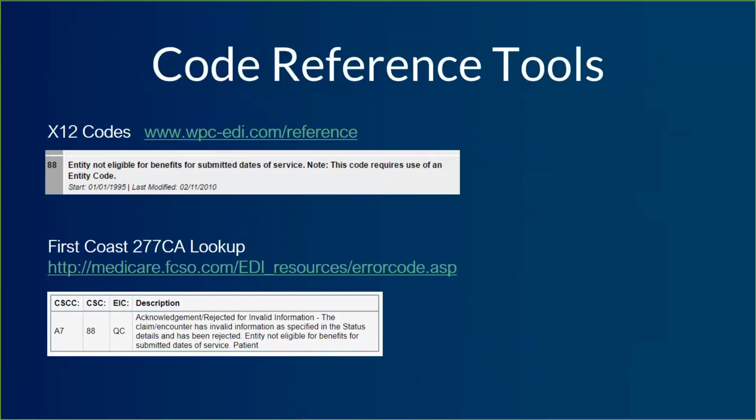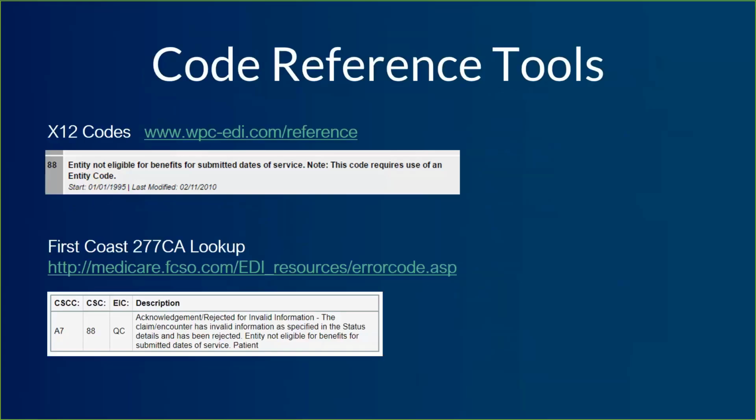WPC-EDI.com. That's the Washington Publishing Company, and they have a free list of code sets out there. If you go to their reference page where you can see the different code sets, the 2 that are going to be applicable in this situation will be the claim status category codes. That will explain your A0 through A8 in further detail. And then just claim status codes. And that one is going to be, like this particular screenshot shows, the code explanation for the one in the STC01-2 position, the one in the middle.